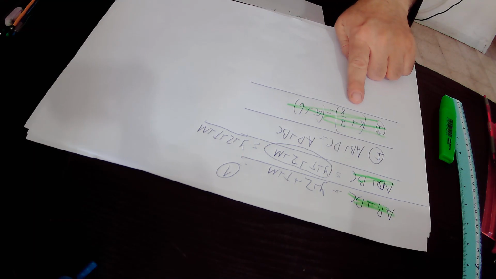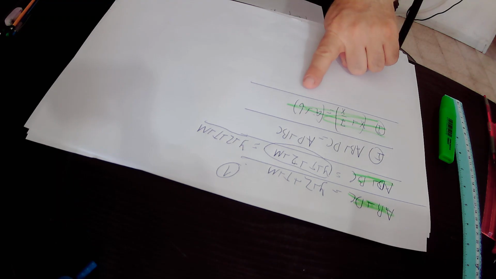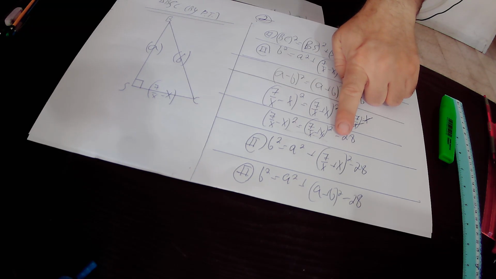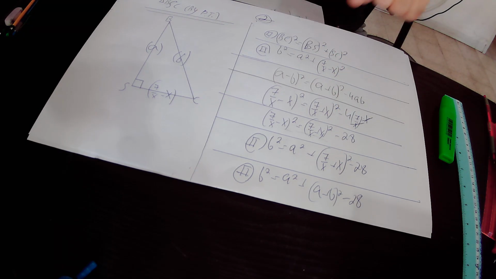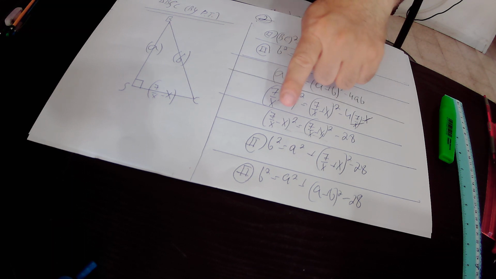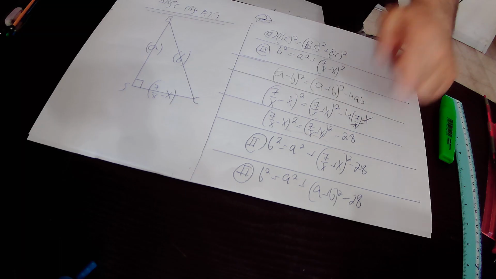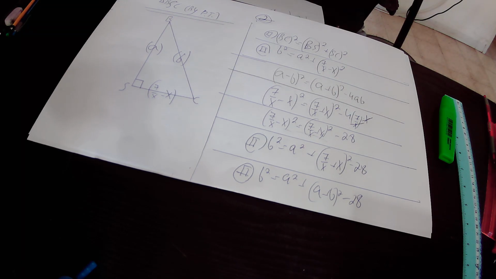So if 7 over x plus x equals a plus b, it means that (7 over x plus x) squared will be equal to (a plus b) squared. Therefore, substitute (7 over x plus x) squared in this equation 2 by (a plus b) squared. So in total, according to equation 2, we found out that b squared equals a squared plus (a plus b) squared minus 28.